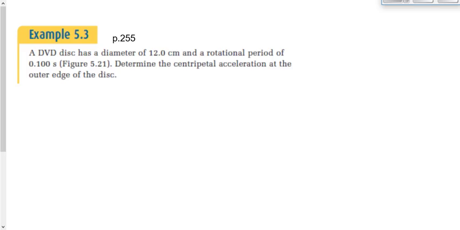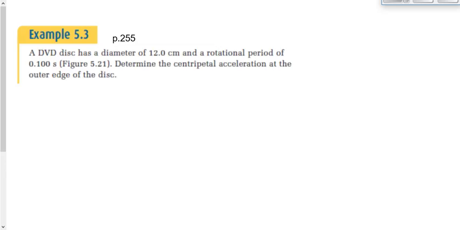All right, so have a look at the problem on page 255 here. It says a DVD. Do you guys know what a DVD is? Of course you know what a DVD is. Hasn't been that long since we watched DVDs, right? It has a diameter of 12 centimeters and a rotational period of 0.1 seconds. What's the centripetal acceleration at the outer edge of the disk?